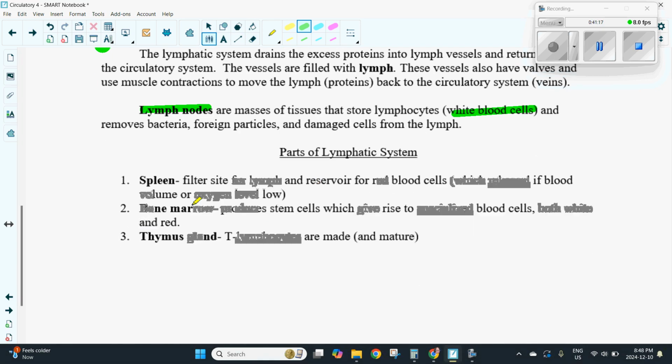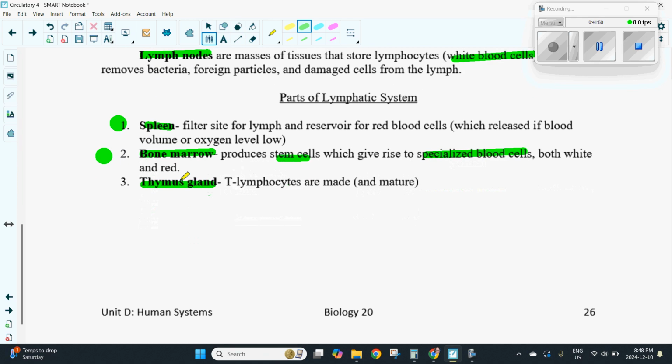The other parts of the lymphatic system are the spleen, where the lymph is actually filtered and where you have your storage of your red blood cells. Bone marrow, which produces stem cells, which gives rise to specialized blood cells, both red and white, and I'll talk about this more in the next chapter. And then the thymus gland. The thymus gland is where T lymphocytes, again, I'll talk about this in the next chapter, are going to be made and mature. For now, I would really know number 2 and number 1 for this chapter.